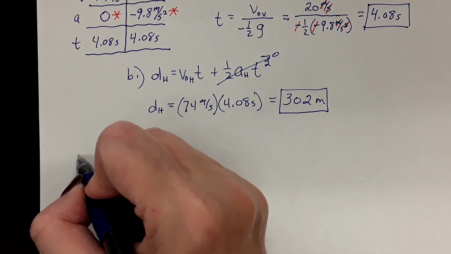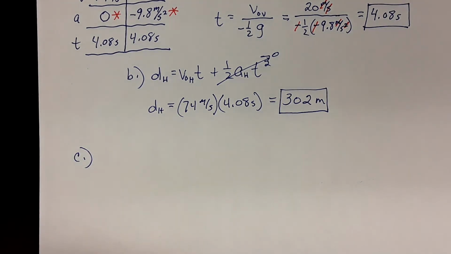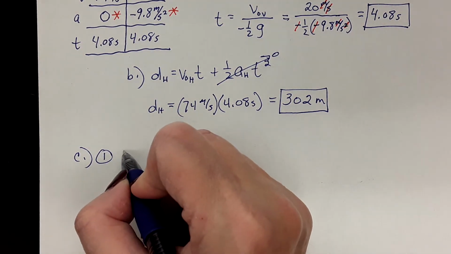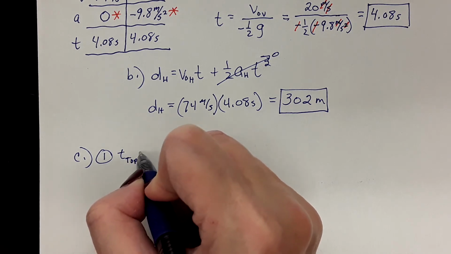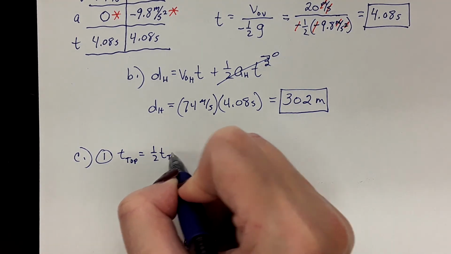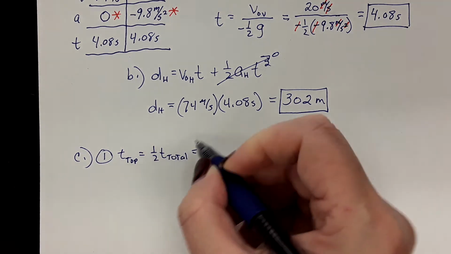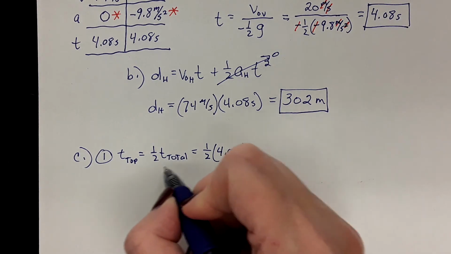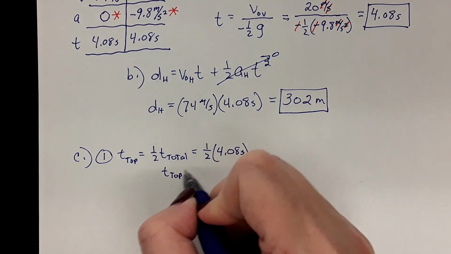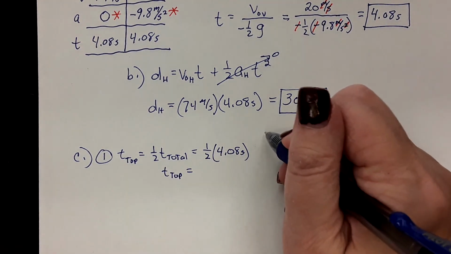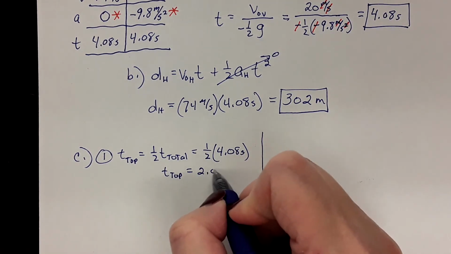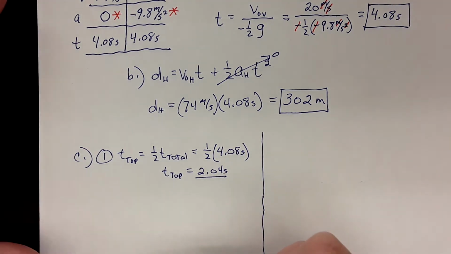Now remember, in this case, there are 2 ways we can find it, and you can choose which one you want. Okay? Remember, the first method is using the fact that the time to get to the top is half the total time. So that would be 1/2 of 4.08. I'm going to do both methods for you so you can see. That would give us 2.04 seconds, okay?